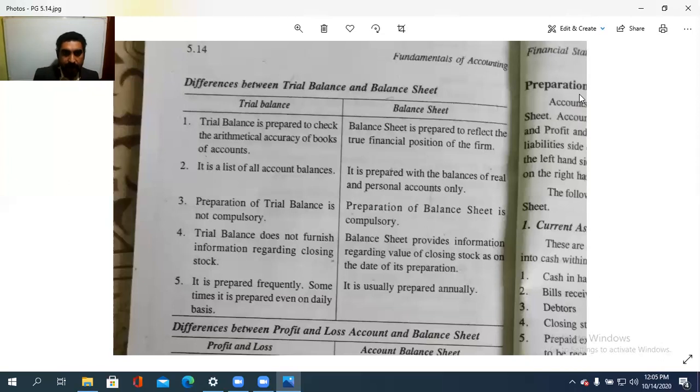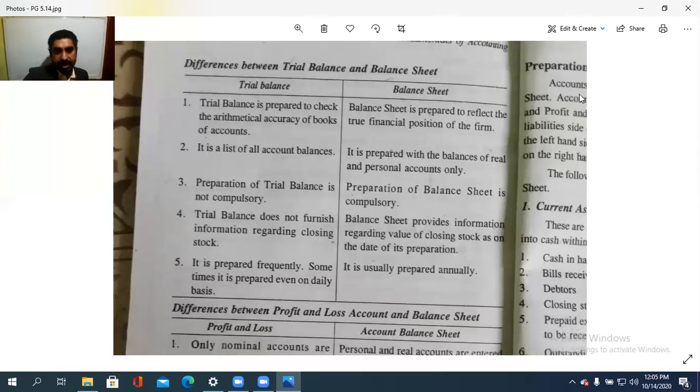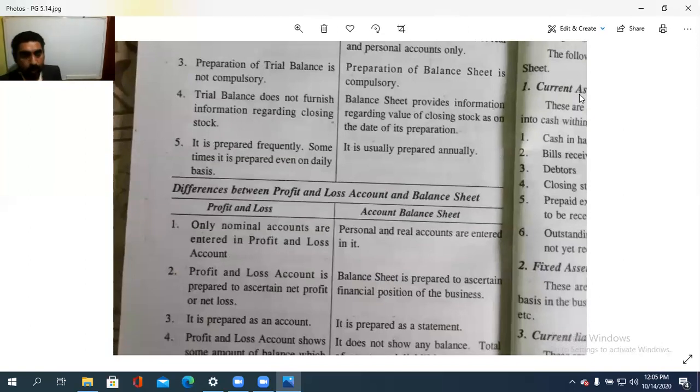That is, the preparation of a trial balance is not compulsory, while the preparation of a balance sheet is compulsory. Then a trial balance does not furnish information regarding closing stock.